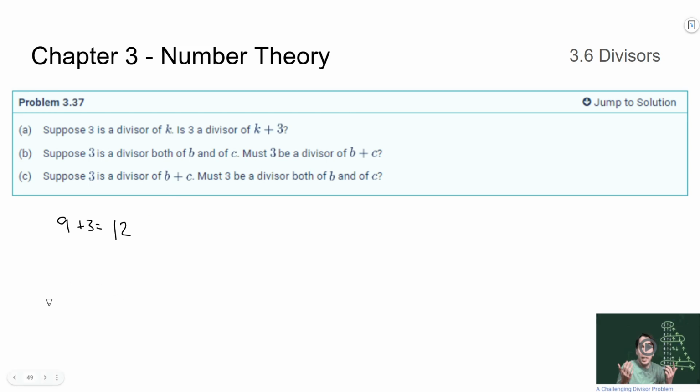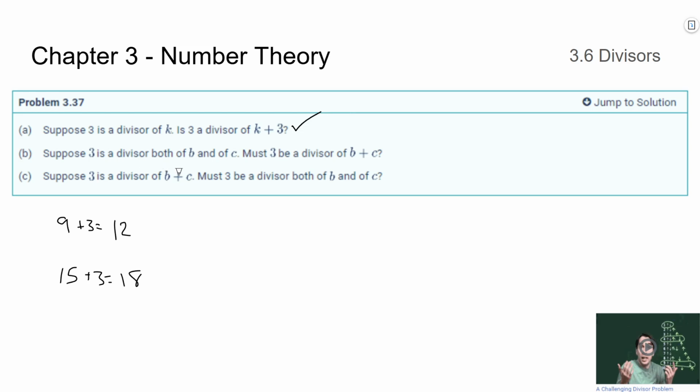Let's try a couple other examples. Let's start at 15, right? 3 is a divisor of 15. We add 3 to it. We get 18. And we can also tell, if we are at a multiple of 3 and we add 3 to it, of course it's still going to be a multiple of 3, because we added 3 to a multiple of 3. And so it will always remain a multiple of 3. So yes.